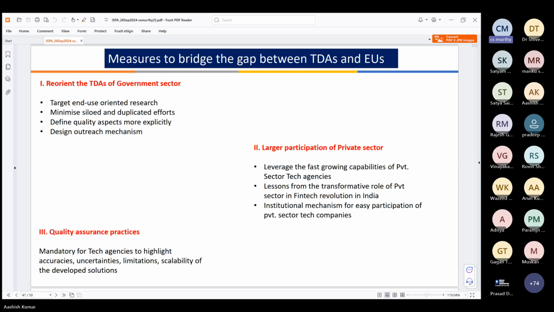Using geospatial solutions, the third most important thing is quality assurance practices. These are not streamlined in geospatial agriculture products. As I told you in the beginning, the specifications, the GATT criteria, granularity, accuracy, and timeliness, are not explicitly defined.